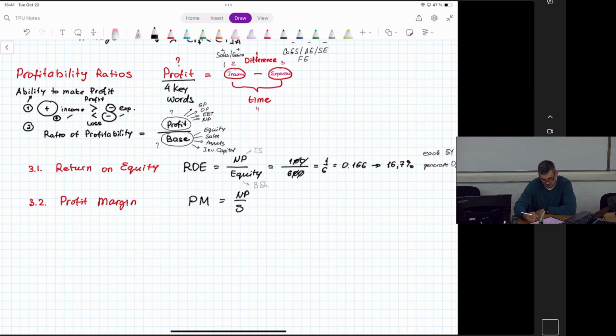and divide it by sales. Okay? So in terms of the previous ratio, we can call it return on net return on sales. That's the idea. Net return. Как бы чистый возврат на продажи. Но называется это profit margin.